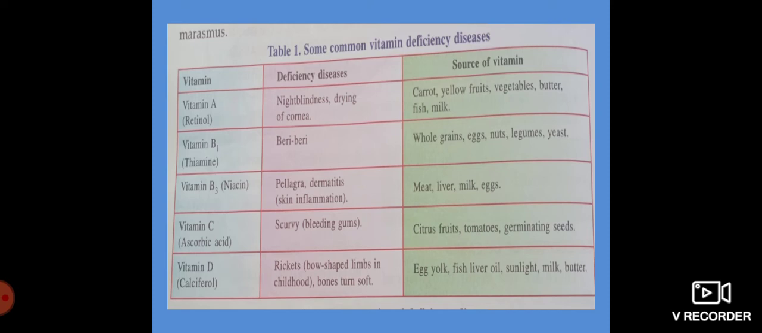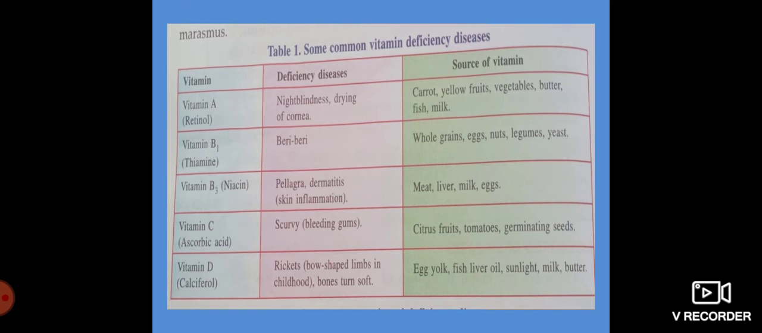Okay, clear. So the diseases which are caused due to the deficiency of nutrients are called deficiency diseases. Deficiency of protein causes protein deficiency diseases. Examples: marasmus and kwashiorkor. And deficiency of vitamins. There are different types of vitamins. Deficiency of these vitamins causes different diseases.